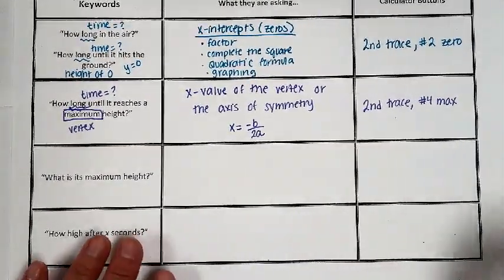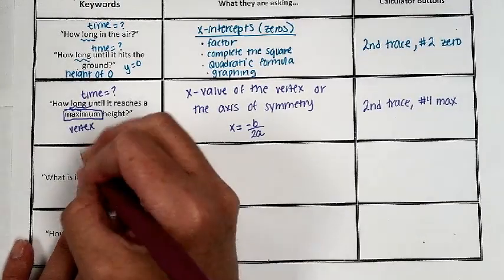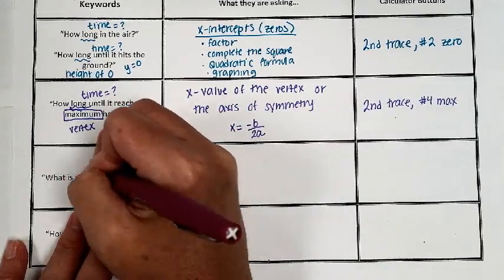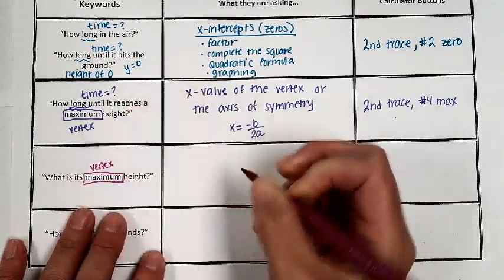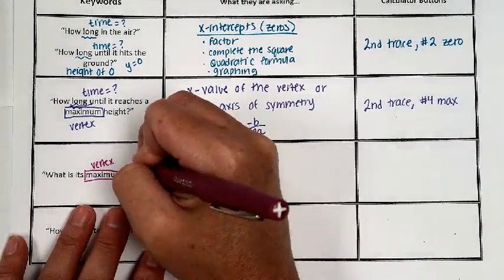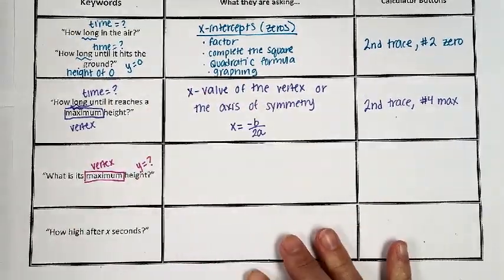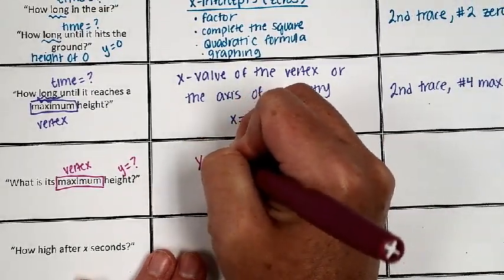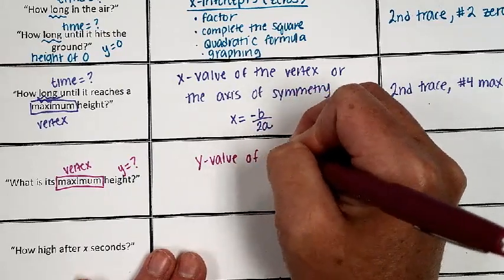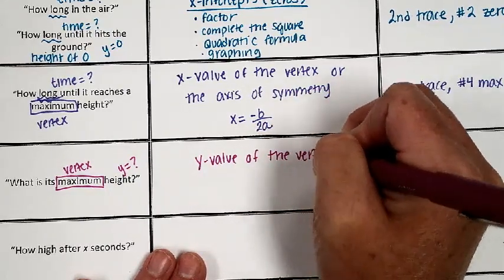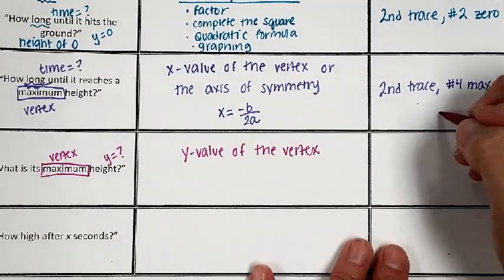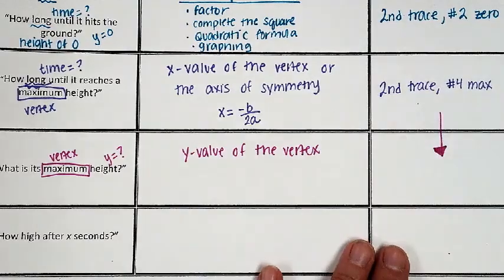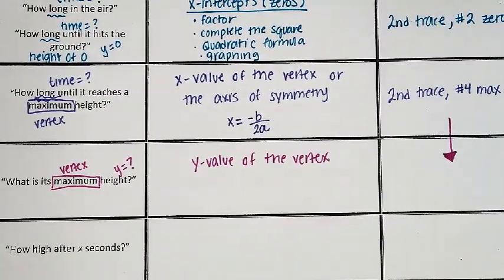All right, the next one, what is its maximum height? So again, this maximum is your vertex, but this time we're looking for the height, which is your y value of that vertex. And you would find it the exact same way as you did above: second trace, max.